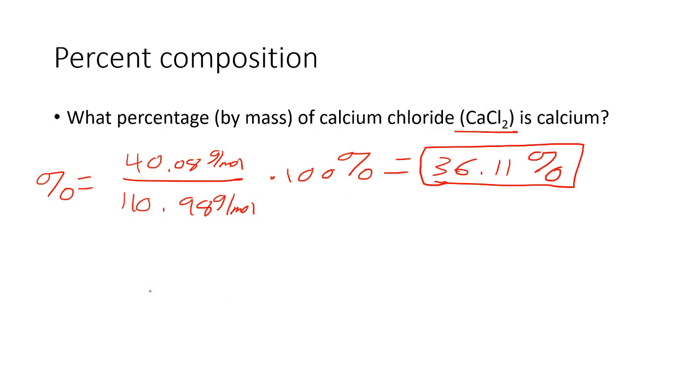Note that you can also find the percentage of any of the other atoms. We could also find the percentage of chlorine. So this is of calcium. And if we do this, we should get a number that is very close to 100% with only a small difference in maybe the last digit because of rounding differences.